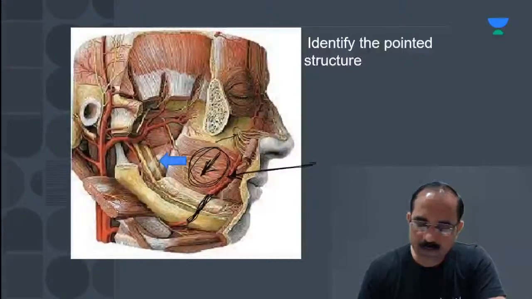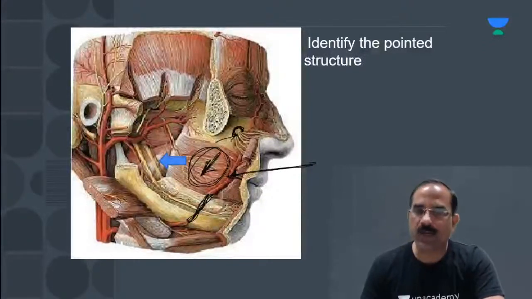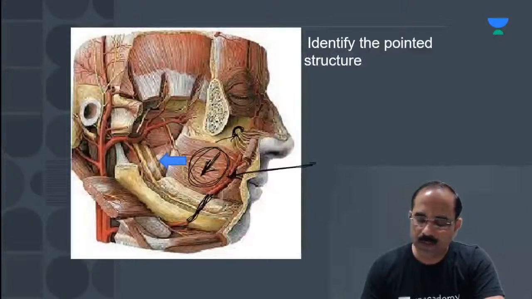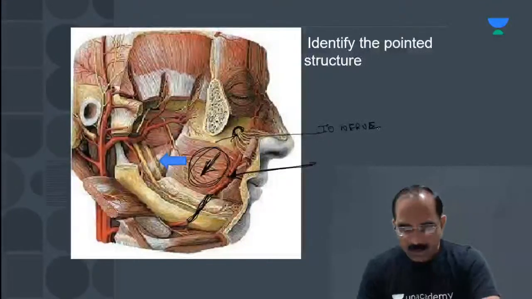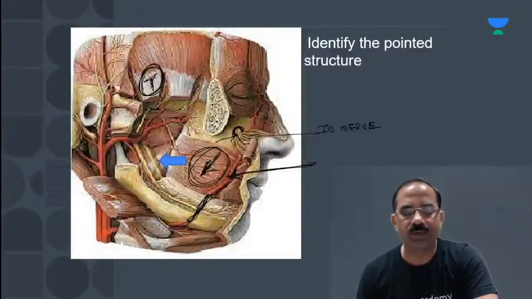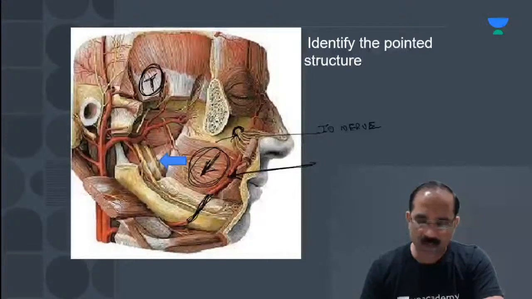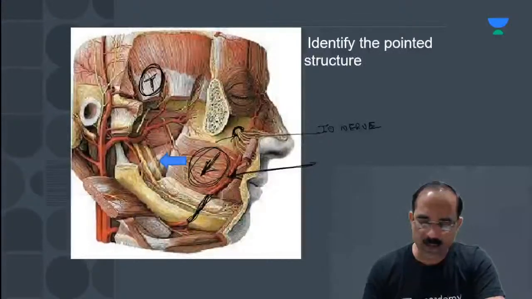What is this nerve which is coming out of a foramen here? This foramen is the infraorbital foramen, and the nerve which emerges out from here is the infraorbital nerve. What is this muscle here? This muscle is the temporalis. These are very important MCQs, students. Very important. This is temporalis.